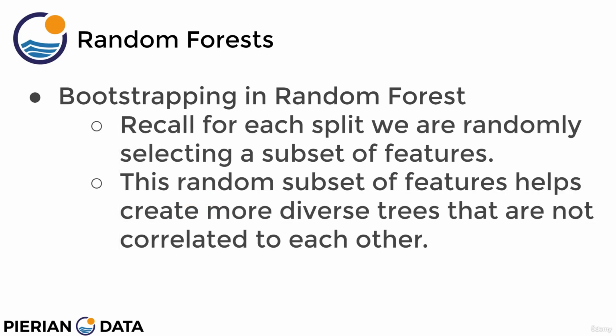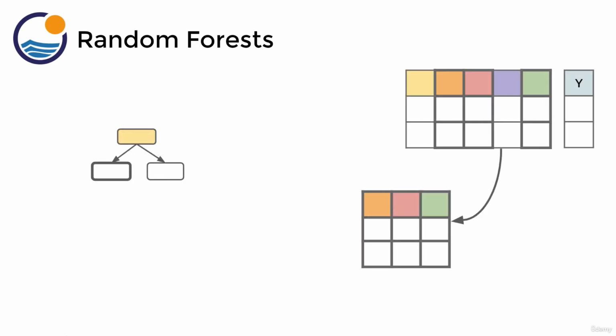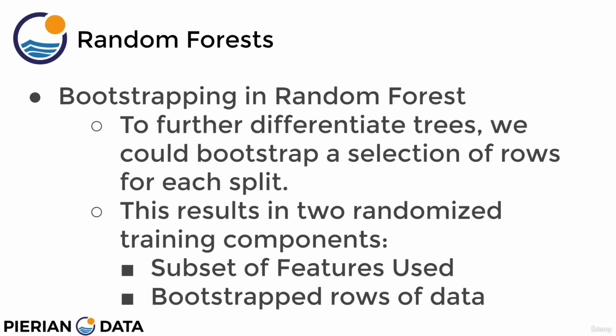Now, recall when we're talking about random forests and how bootstrapping is part of that, when we do each split for a decision tree within a random forest, we are randomly selecting a subset of features. This random selection of those features helps create more diverse trees that are not correlated with each other. So, to visualize this, recall that when we're starting to choose a split on one of these trees in our random forest, here we have 5 features in our data set. We randomly selected a subset of those features to continue to decide how to actually perform that split.